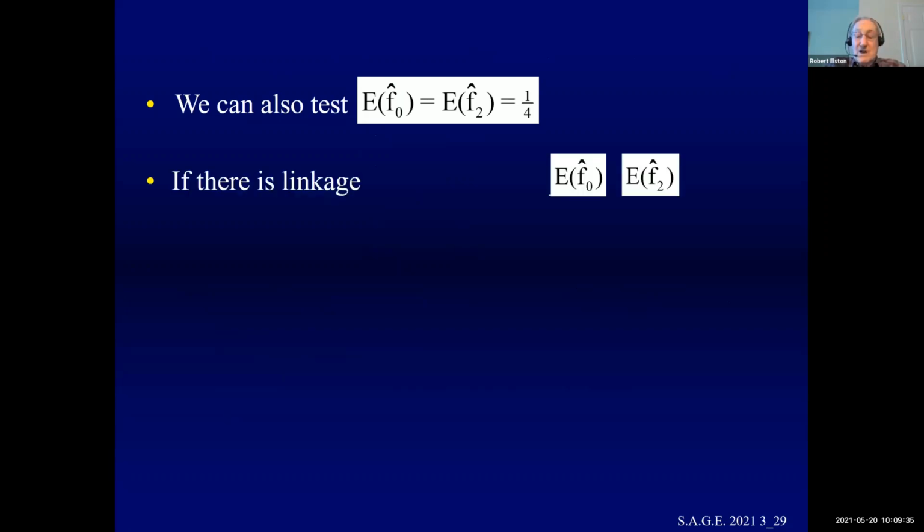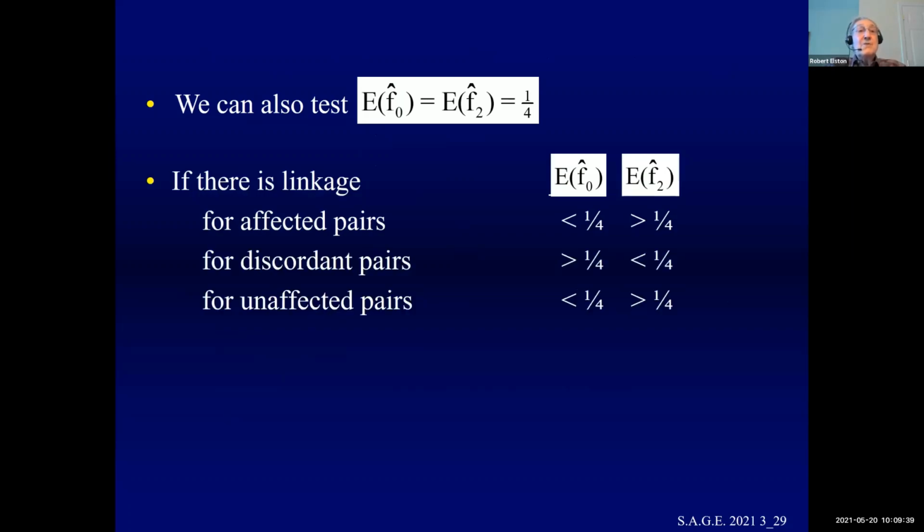Because if there's linkage, you will see that these change. In particular, for affected pairs, the sharing of 0 is going to be less than 1/4, and the sharing of 2 is going to be greater than 1/4. For discordant pairs, it's going to be the other way around, and for unaffected pairs, the same as for affected pairs. And we always use one-sided tests.